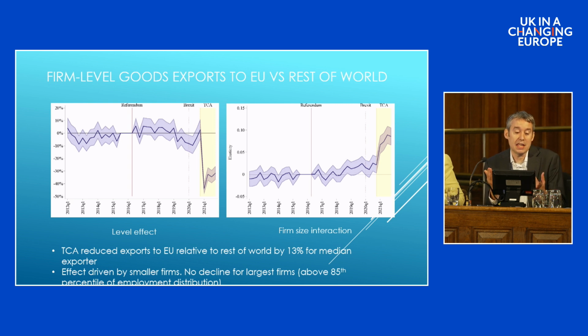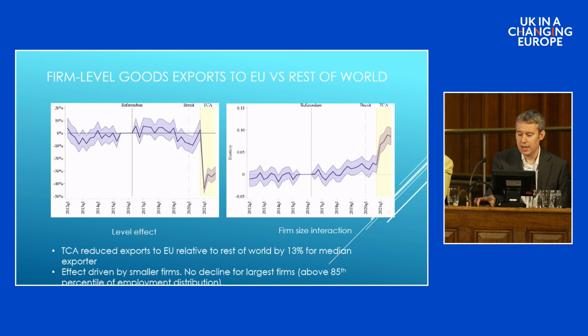But then when the TCA hits, there's this very obvious drop. The way to interpret the drop is that it's lower exports to the EU relative to the rest of the world. Right? So this first figure is showing that, very clearly within individual firms, there is this drop in goods exports to the EU versus the rest of the world that coincides exactly with the introduction of the TCA. So this is consistent with the idea that the new customs barriers that UK exporters faced at the start of 2021 led to a reduction in trade with the EU.